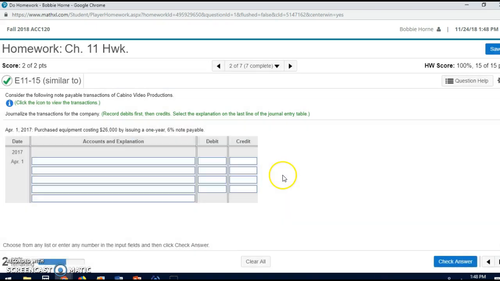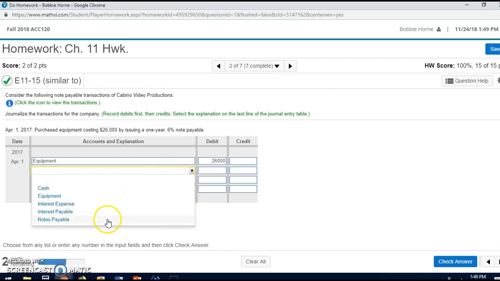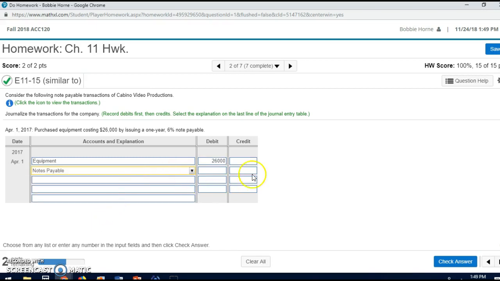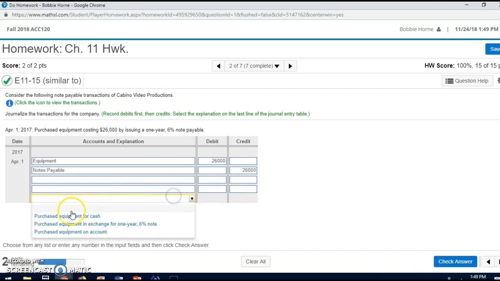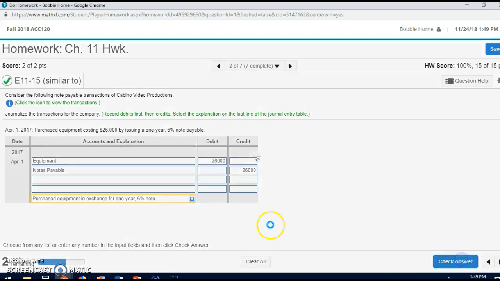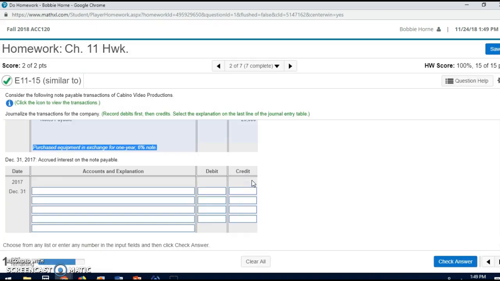For this next one, we are purchasing equipment, so we're going to debit equipment for $26,000, and we are going to credit note payable for the $26,000. And this is to record the purchase of equipment in exchange for a 1-year note, and that was April.